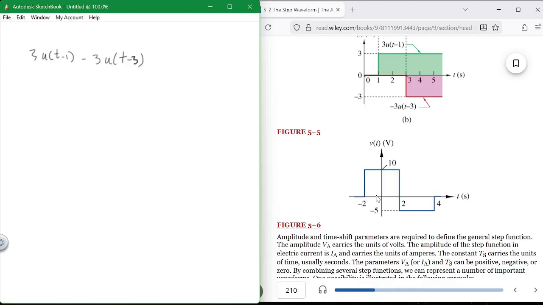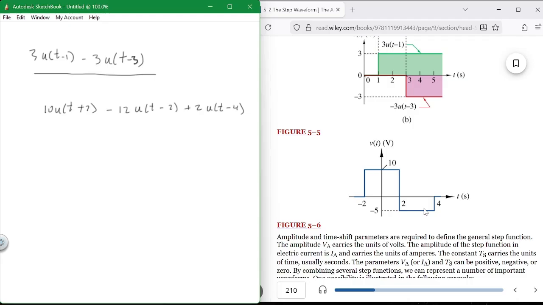Okay, how would you write this signal? It goes to 10, so you would say 10 U of t plus 2, and then here you would subtract what? Minus 12 U of t minus 2, plus 2 U of t minus 4. That's that signal right there.